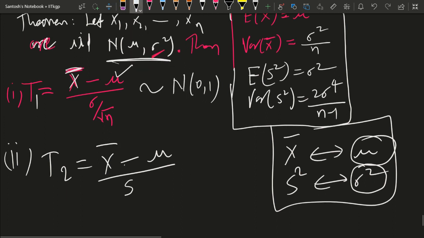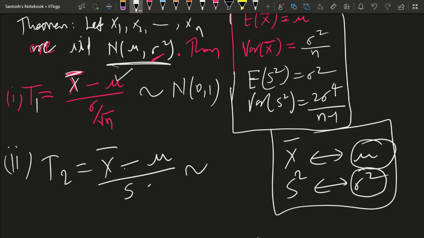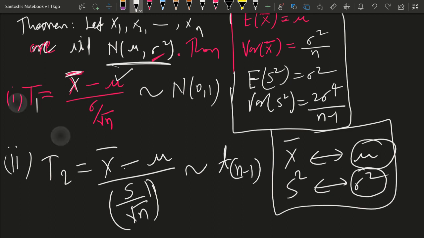So whenever sigma is unknown, we will use S. This will have a t distribution with n minus 1 degrees of freedom.